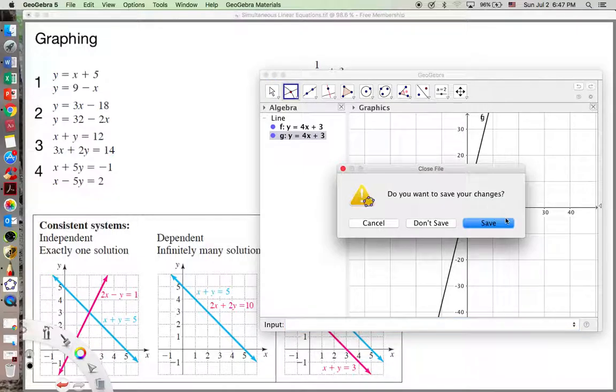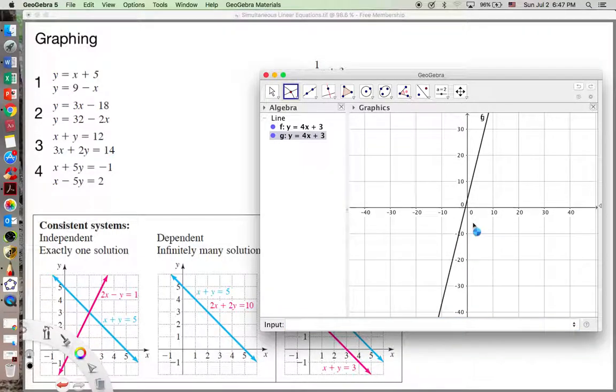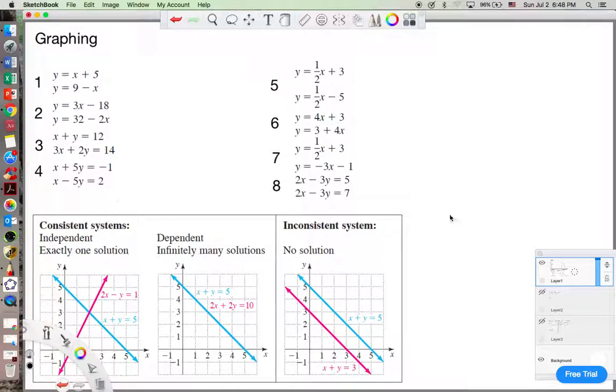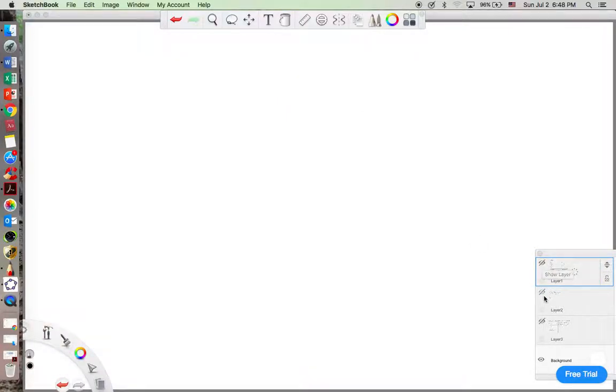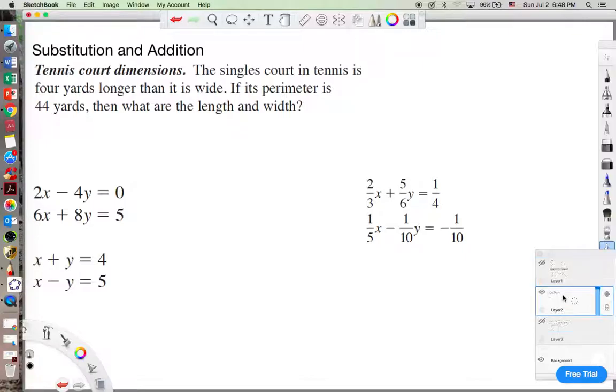Okay, so graphing is only one method. Another method that we can use to solve these are two different methods, substitution and addition. And I'm going to show you both substitution and addition for all of these examples. Tennis court dimensions. You can imagine a rectangular tennis court, whether it's singles or doubles, doesn't really matter.